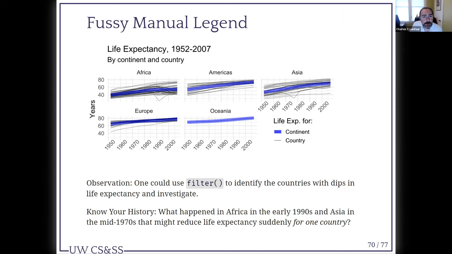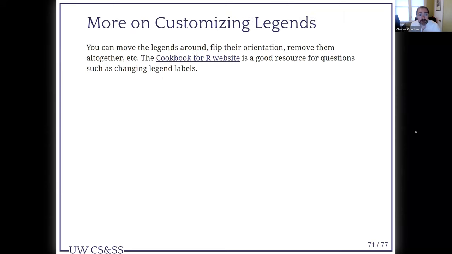So a couple other things I want to talk about. Customizing legends. You might want to mess with your legends, make them look in particular ways, do things like flip their orientation, remove them, move them around, combine them, or separate them. If you want to do that, my recommendation is the Cookbook for R website. This is a good general resource for looking up how to do just about anything in R. It gives you worked examples that you can modify for your own purposes. A lot of other good resources out there, but the Cookbook for R is pretty good for messing with legends.